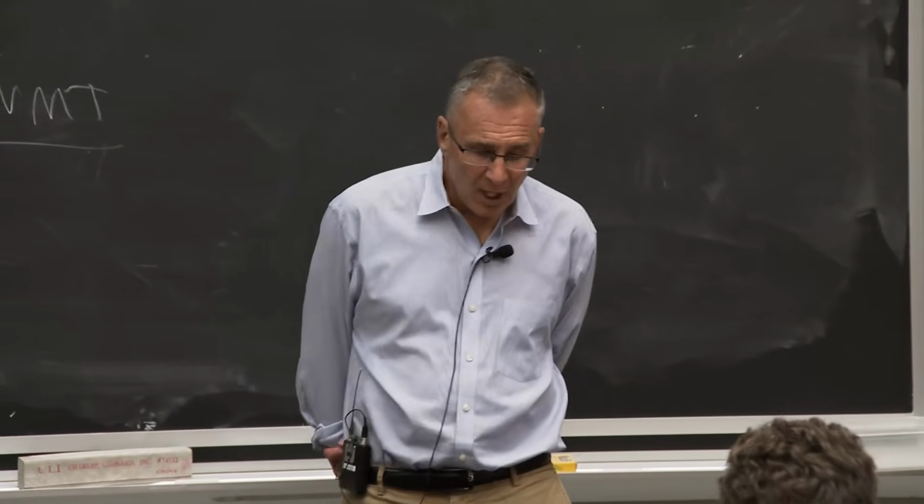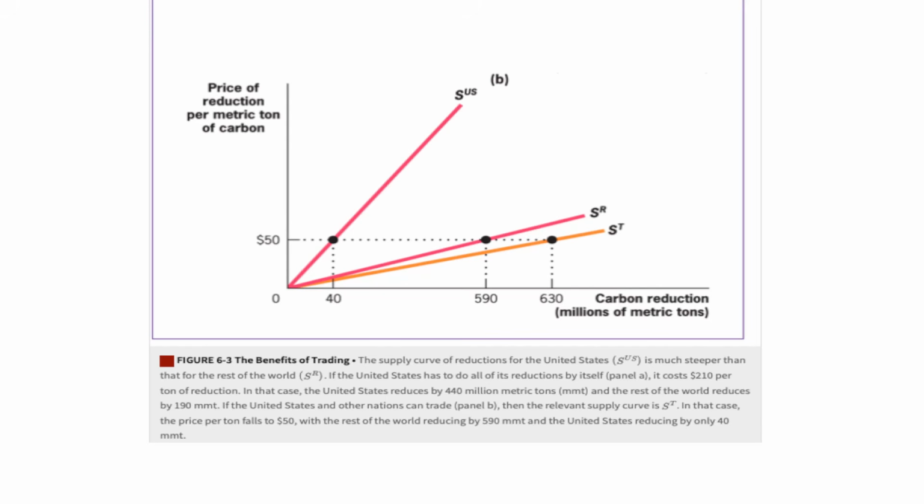So go to the second panel. Now imagine, instead of each country having to do it on its own, we just have a worldwide supply of carbon reduction. And that's S sub T. That is the sum of the US supply curve and the rest of the world supply curve. What you see is now, to reduce by 630 million units, from a worldwide perspective, it would only be $50.